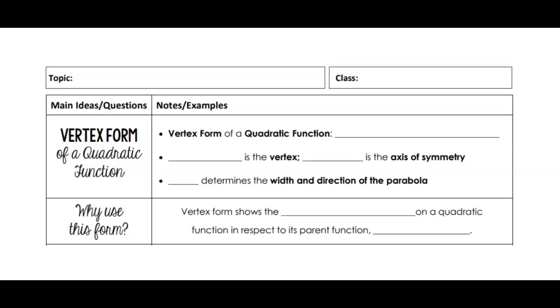Hey guys, we just talked about vertex form for absolute values, and now we're going to talk about vertex form for quadratics. At the topic part, you can just put quadratics and vertex form. Now, before we get going, let me remind you what the parent function of a quadratic is. Remember, the parent function of a quadratic is f of x equals x squared. Okay, so our quadratic is the parabola, whose vertex is centered at the origin.